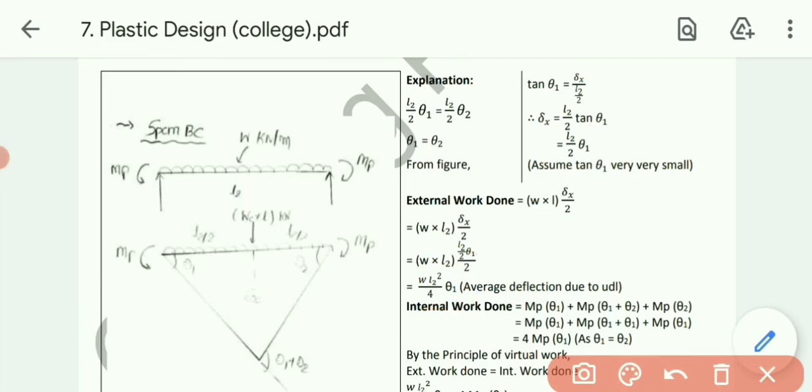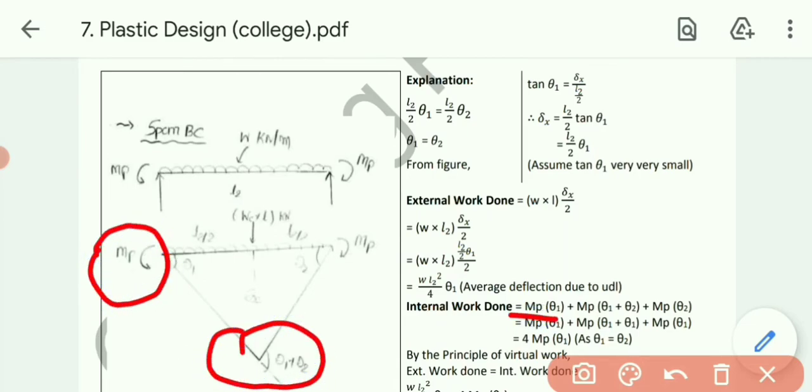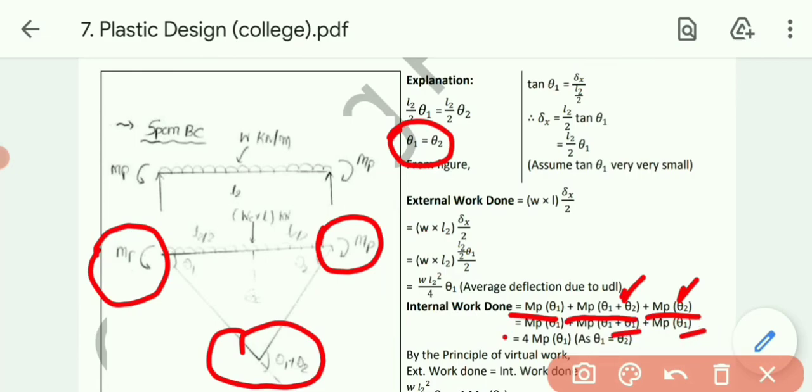Okay, now let's talk about the internal work. Because of the left hand side MP, MP theta 1, because of the central MP, MP into theta 1 plus theta 2, and because of the right hand side moment, MP into theta 2. And as we have already derived theta 1 equals theta 2, so these two theta 2 will be converted into theta 1. So ultimately the summation will be 4 MP theta 1.